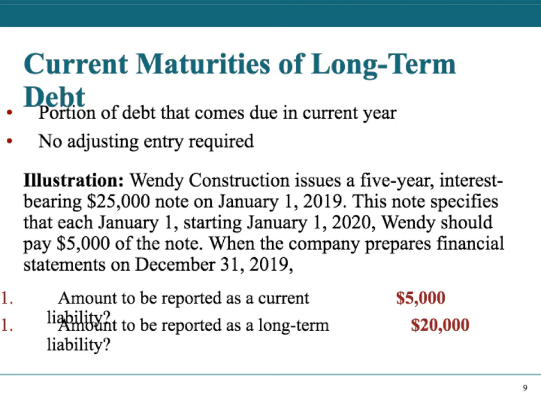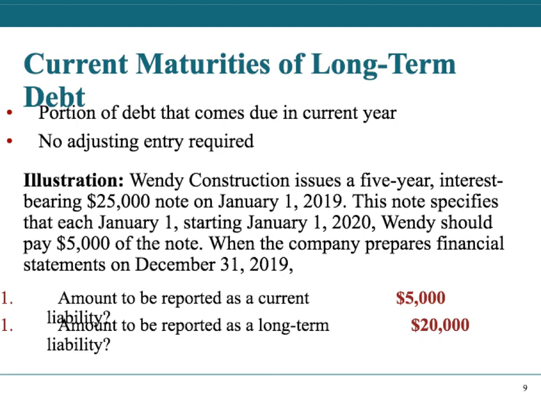Next one, current maturities of long-term debt. Again, you've seen it already earlier. It's a portion of long-term debt that has come due in the upcoming year. There's no adjusting journal entry for that. It's a classification issue. So in your ledger, you'll still have the full amount as a liability, for example $25,000. But when we prepare financial statements, meaning the balance sheet, we will reclassify and put $5,000 that needs to be paid within the upcoming year as current. And the rest of it, $20,000, will be reported as long-term.